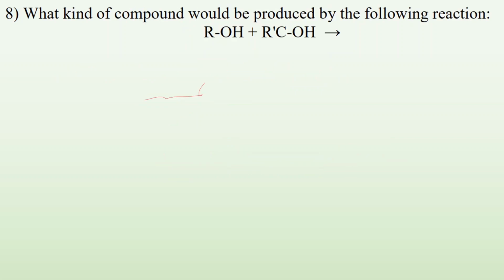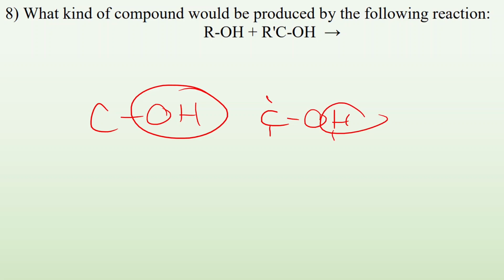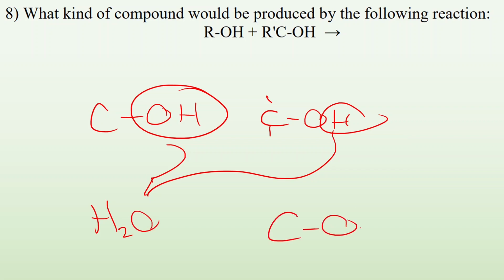Number 8, what kind of compound would be produced by the following reaction? Well, let's draw it out. R is just some sort of carbon group, whatever it is, OH, and then, hey, I got another carbon group, OH. What's going to happen here? Well, an OH from one of them and a hydrogen from the other are going to come together to make water, and those 2 carbon chains are now going to be linked together by the remaining oxygen. So what kind of compound is that? It is an ether. Let me draw my E better.